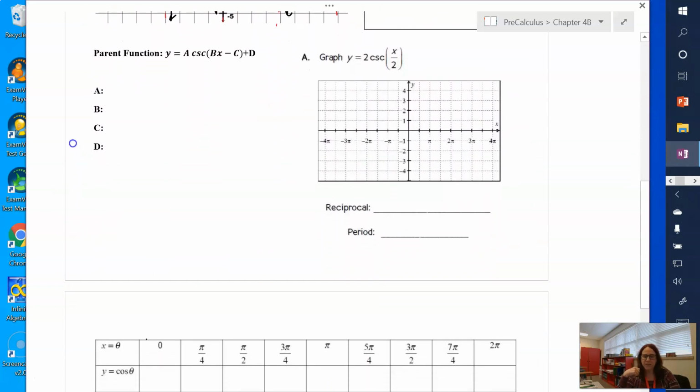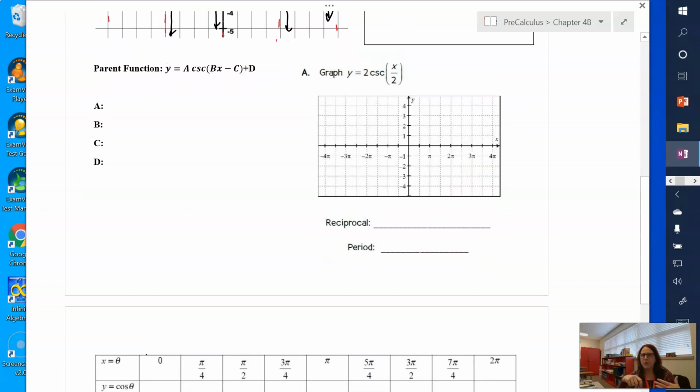Now let's graph a different one. This time we're going to bring our friends A, B, C, and D to play. And just as a reminder, A is going to govern your vertical stretch or compress, and if it's negative, it'll flip. So vertical stretch or compress for A.